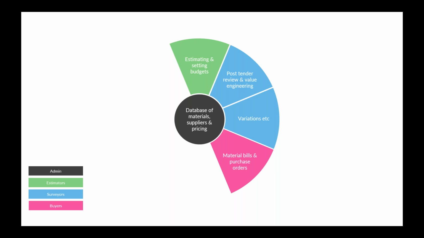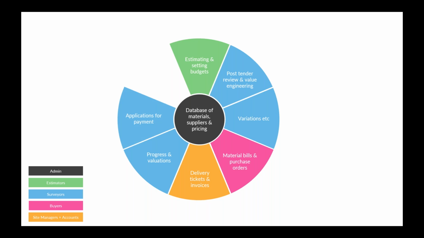So then you're into the ability to review the tender and make any adjustments, add variations, drive your material bills and create POs and that sort of thing on the procurement side of things. You can track delivery tickets and invoices, drive your progress and your valuations, obviously, which is today's focus, generate applications for payment, and also manage how you pay your subcontractors and make sure you're only paying them what they're due. So those are the main facets of what Chalkstring is all about.